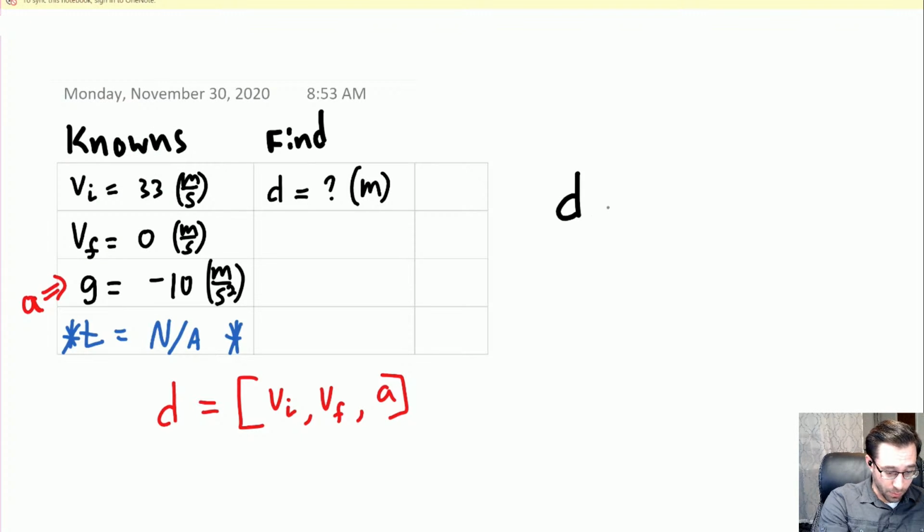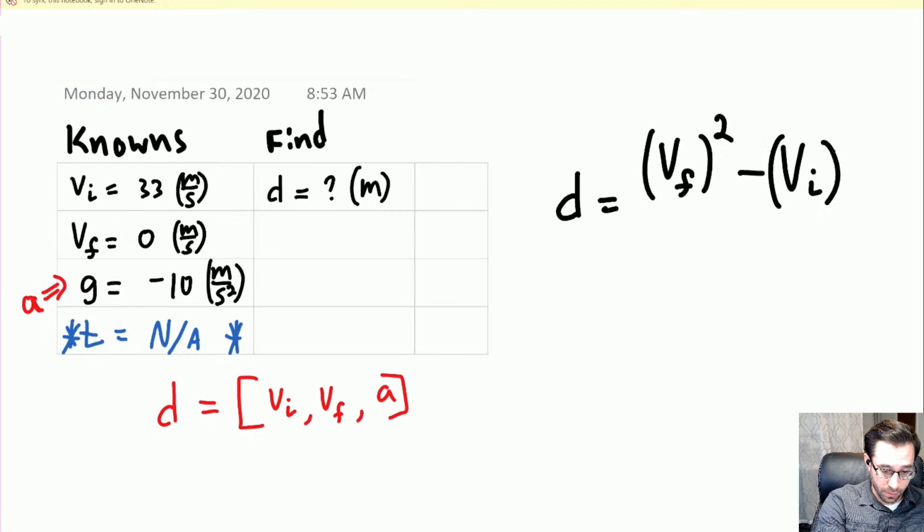So D equals V sub F squared minus V sub I squared divided by 2 times the acceleration.